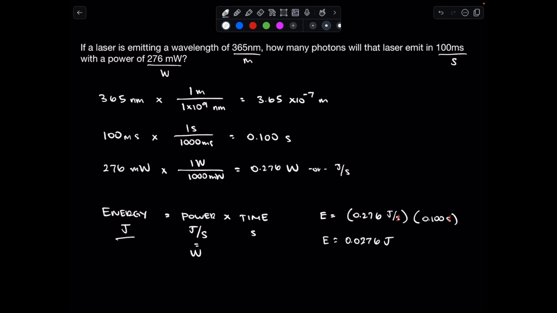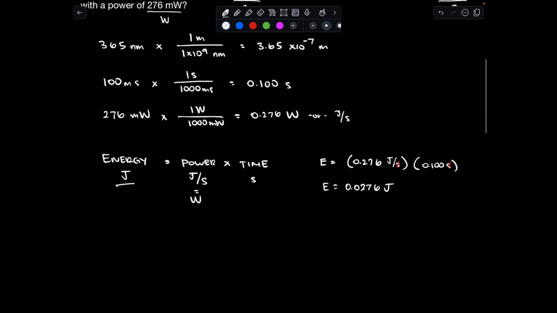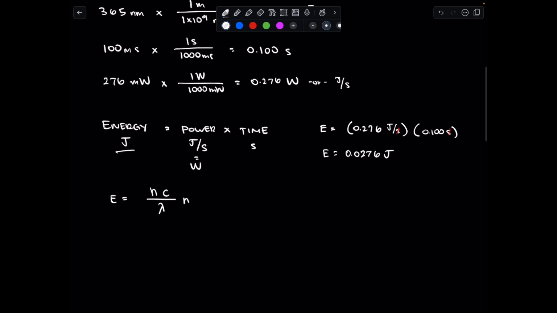So our energy is going to be equal to 0.0276 joules. All right, now that we have our energy, we can start to get closer to our photons by using the following equation, where energy is equal to Planck's constant, which is h, times the speed of light, which is c, times n, our number of photons, divided by lambda, which is the wavelength. So we now have everything to solve except for our n. So let's plug in our values.